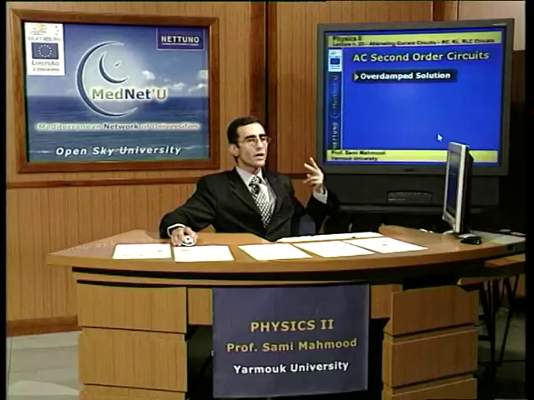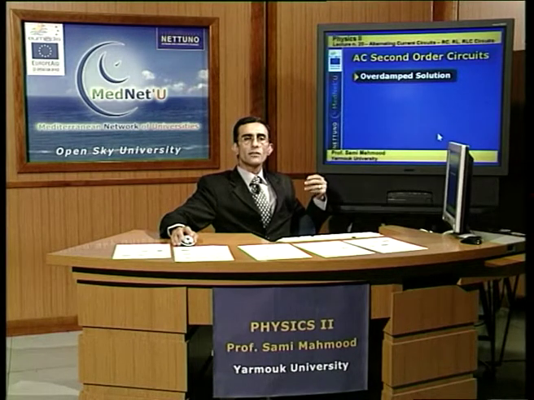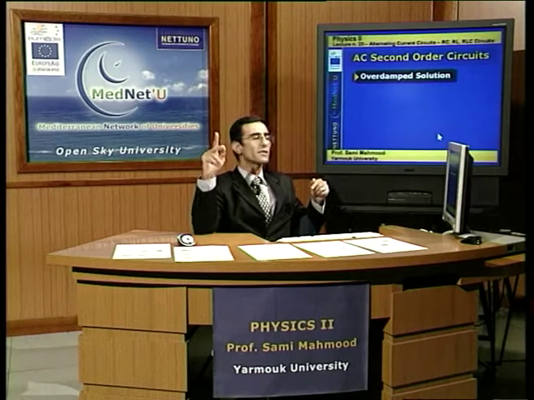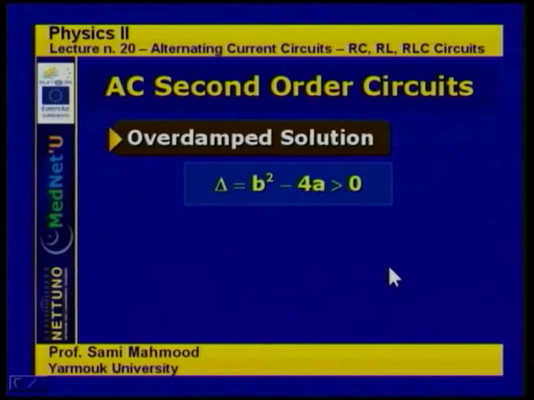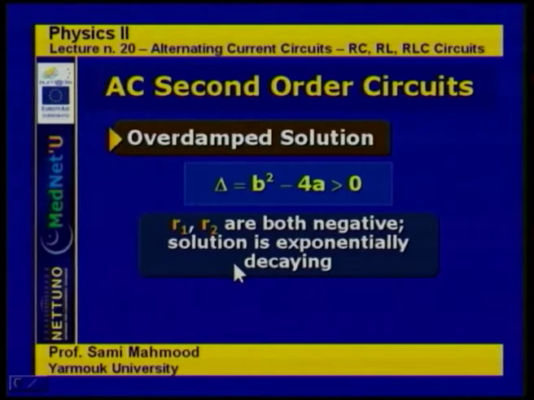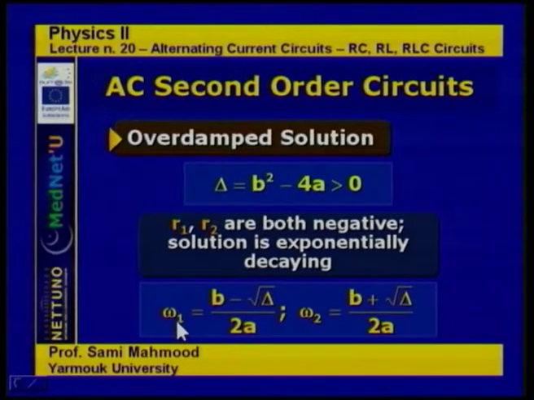And here we have two cases when the discriminator is not 0. Either the discriminator is positive or the discriminator is negative. If the discriminator is positive, then we have the so-called overdamped case or overdamped solution. If b squared minus 4a is greater than 0, then we have the overdamped case where r1 and r2 are both negative solutions. The solution is exponentially decaying, where we can rewrite the roots in another form. Omega 1 is b minus the square root of delta, where delta is positive here, over 2a, and omega 2 is equal to b plus the square root of delta over 2a.